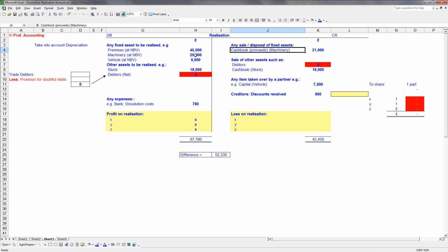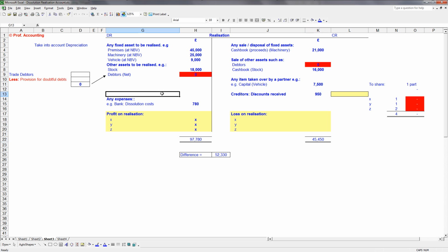So essentially you can see there's going to be a loss on realisation here, and you only ever know that when you look at the balances at the bottom. Let's just look at this debtors issue here. To date, the exam board AQA have only ever given you a question where you have to reflect discounts allowed. So let me just show you this method first of all.